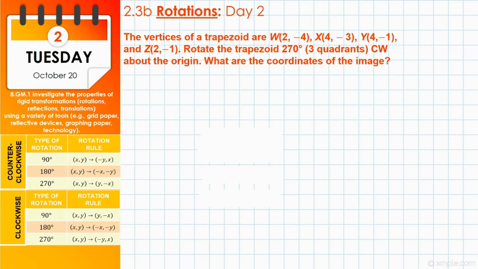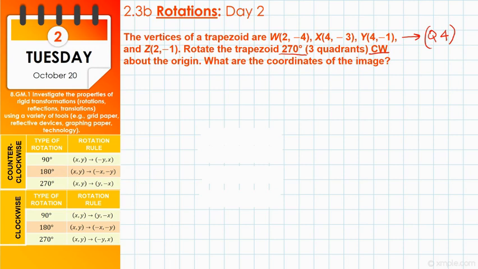The vertices of a trapezoid are W(2, -4), X(4, -3), Y(4, -1), and Z(2, -1). So the vertices of the trapezoid should tell us that these values rest in quadrant 4. Positive, negative are values that are in quadrant 4. Rotate 270 degrees, 3 quadrants away, clockwise.